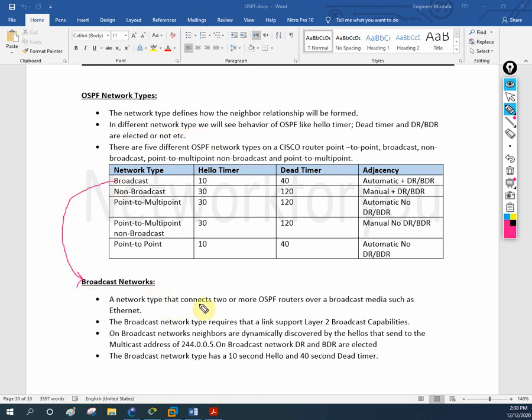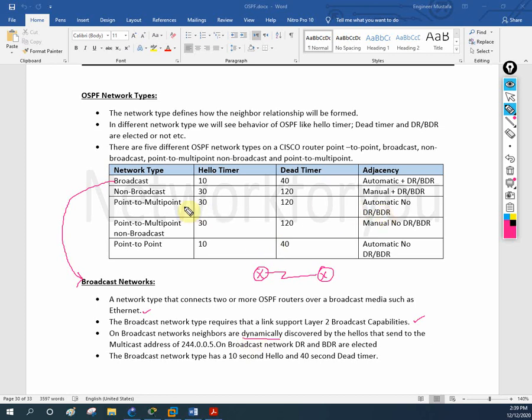A network type that connects 2 or more OSPF routers over a broadcast media such as Ethernet is known as a broadcast network. For example, you take one router, you take another router, you connect these 2 routers with an Ethernet cable, then it is known as a broadcast network. The broadcast network type requires the link to support layer 2 broadcast capability. On the broadcast network, neighbors are discovered dynamically, meaning dynamically they will form the adjacency and they will have the neighbor.